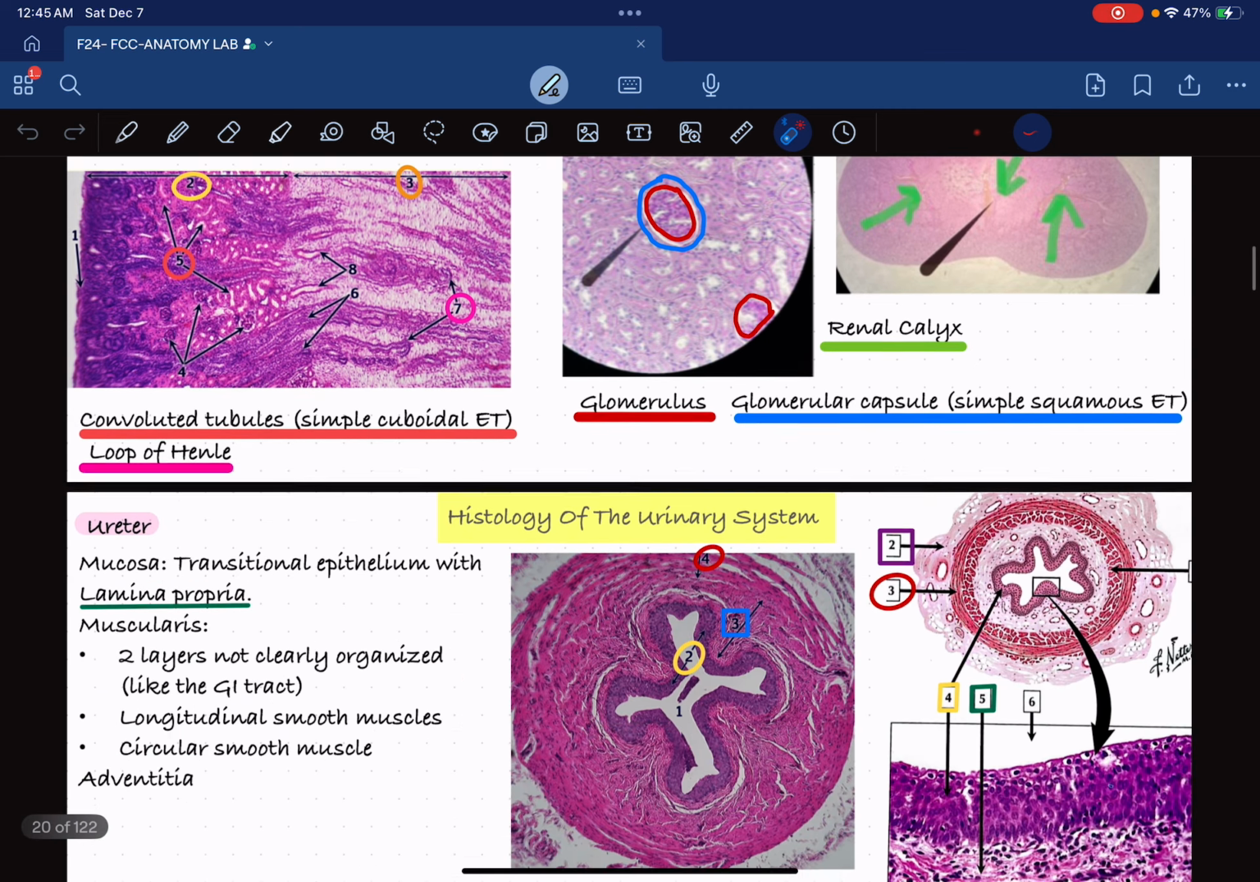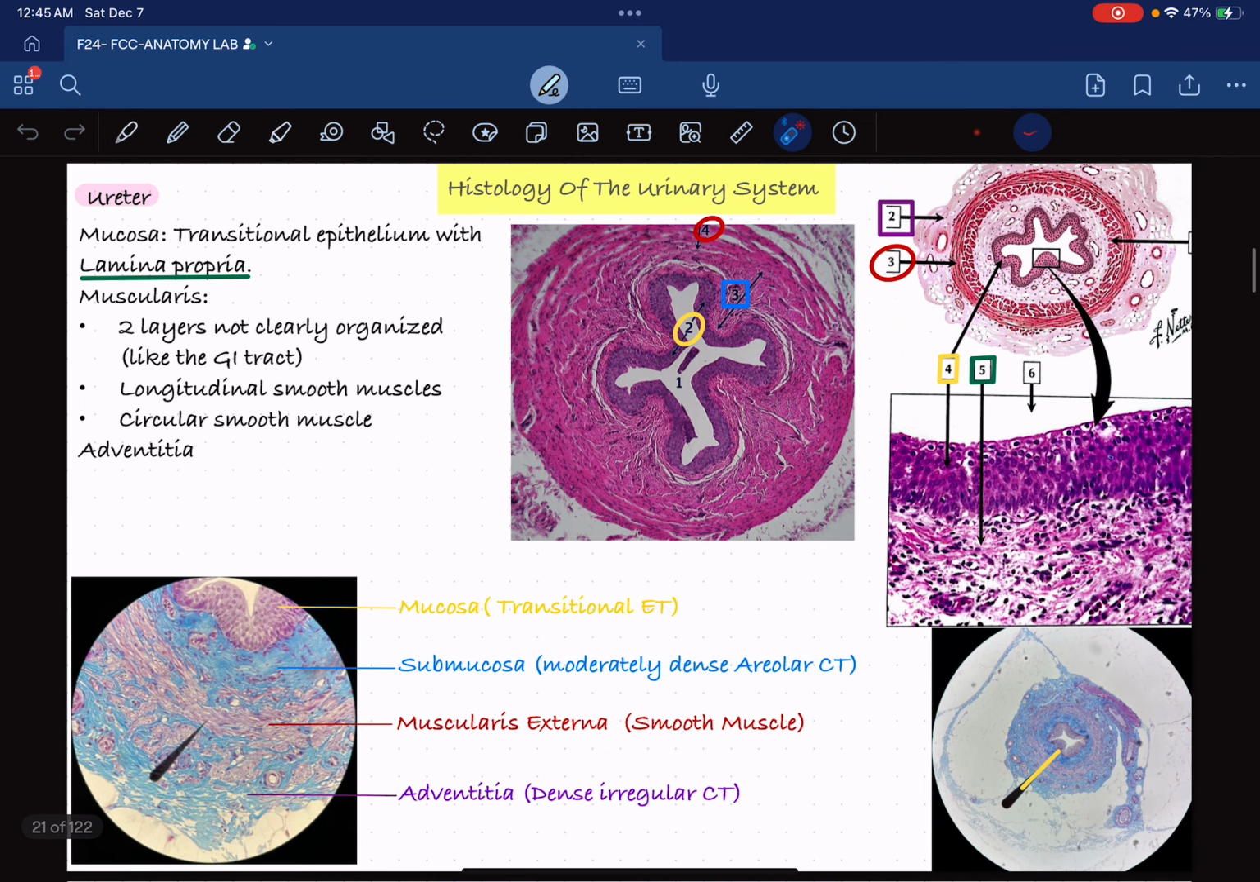And now the ureter. The ureter has transitional epithelium with lamina propria in its mucosa. Mucosa is found right after the lumen. The lumen is this white space over here. And the mucosa is this portion right here, also highlighted here in the yellow, and over here in the yellow, and right here. The lamina propria can be identified right here.